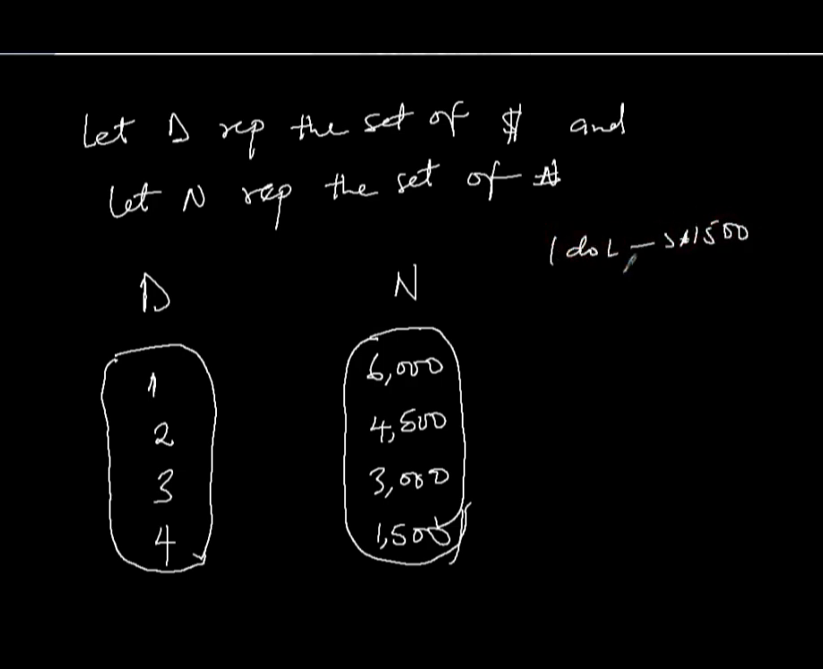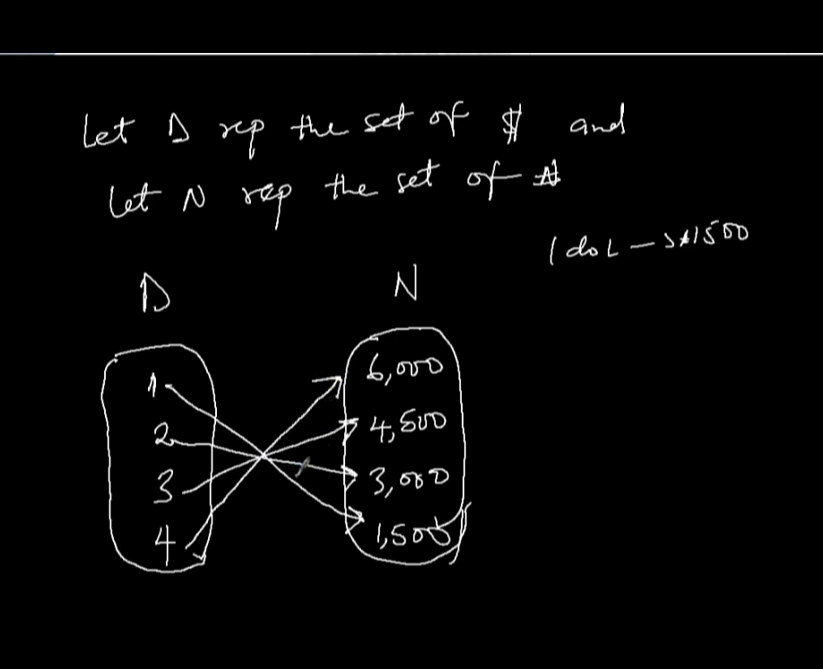Now if we assume that the current exchange rate between naira and dollar is $1 to, let's say, 1,500 naira, then we can say that there's a relationship between dollar and naira such that for every $1 there exists 1,500 naira. So once this relationship has been established, we can now go ahead to match the dollar with its corresponding naira. So we have that $1 can be paired with 1,500 naira. $2 can be paired with 3,000 naira, right? And $3 can be paired with 4,500, and $4 can be paired with 6,000 naira.